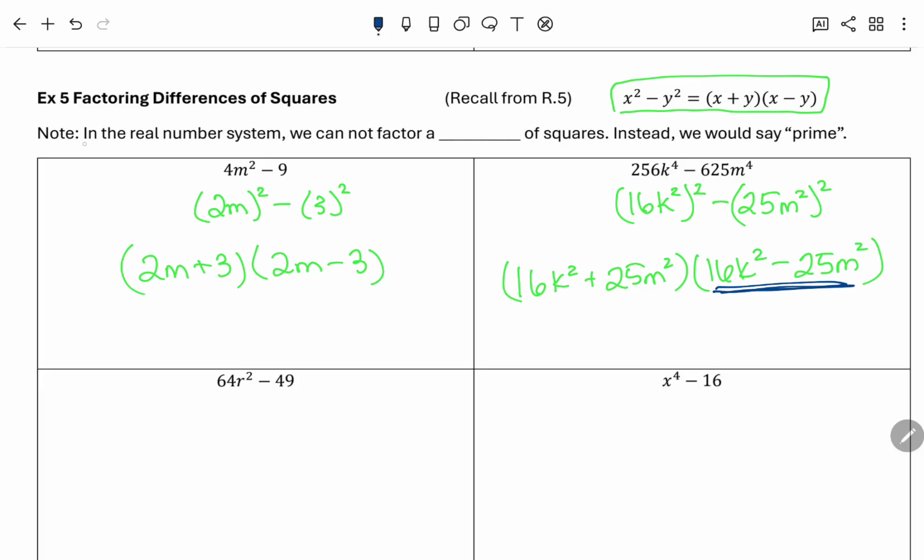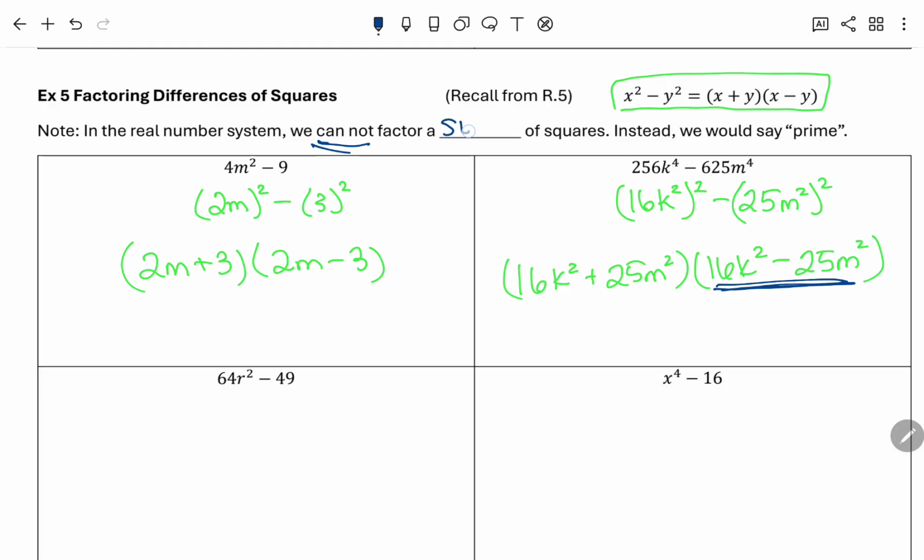I guess I should go back up to this note. In the real number system, we cannot factor a sum of squares. Instead, we would say it's prime. So this, notice, is a sum of squares. So this part cannot factor any further. It is prime. That's going to become part of my answer. It cannot break down any further. But this second quantity can. It can break down into a 4k plus 5m and a 4k minus 5m. So just always check at the very end, can I break anything down anymore?